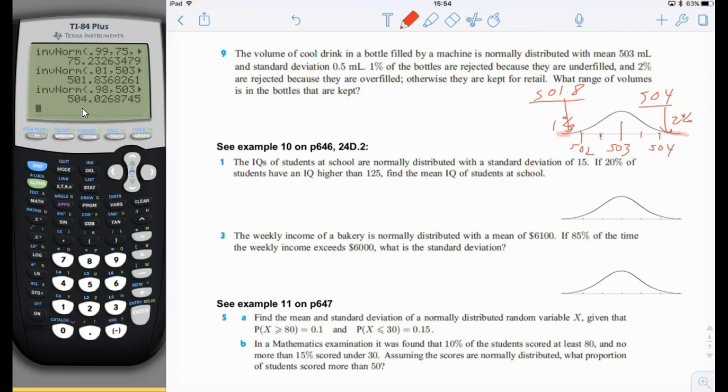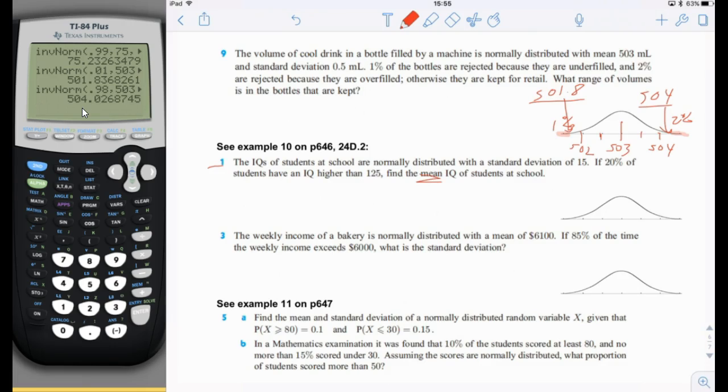Number 1. The IQs of students at school are normally distributed with a standard deviation of 15. If 20% of the students have an IQ higher than 125, find the mean IQ of students at school. Okay, so these are problems that are a little bit different than what we've done before. Now we know the percentage. Now we know where the K is. We don't know where the mean is, for example. Okay, so let's find the mean.